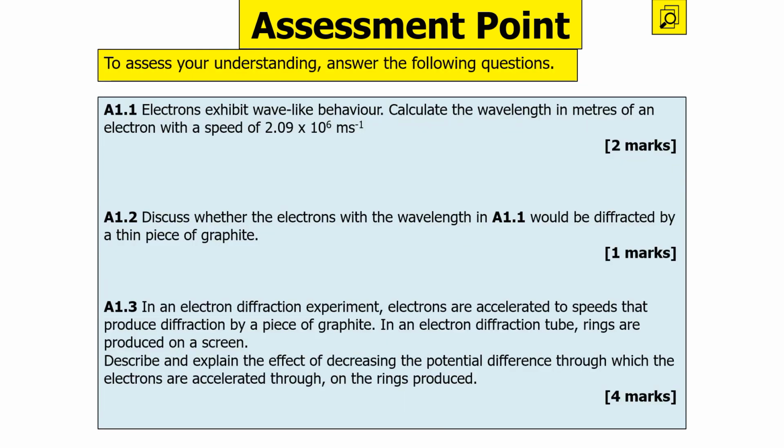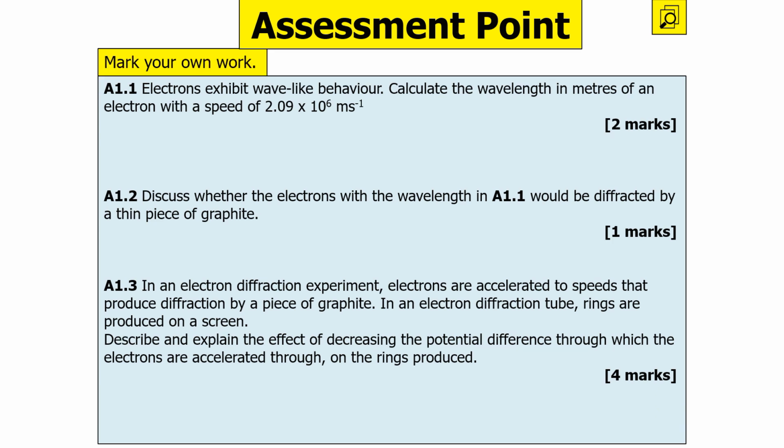The next question says, electrons exhibit wave-like behavior. Calculate the wavelength in meters of an electron with a speed of 2.09 times 10 to the 6 meters per second. Discuss whether the electrons with this wavelength will be diffracted by a thin piece of graphite. In an electron diffraction experiment, electrons are accelerated at speeds that produce diffraction by a piece of graphite. In an electron diffraction tube, rings are produced on a screen. Describe and explain the effect of decreasing the potential difference through which the electrons are accelerated on the rings produced. So pause the video now, then unpause the video when you want to go through your answers.